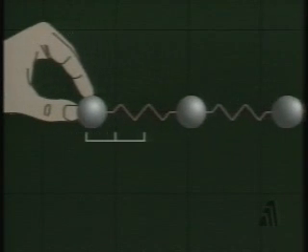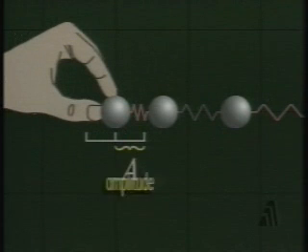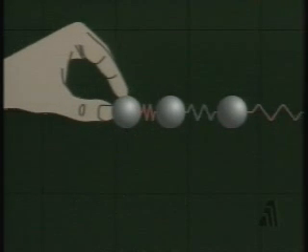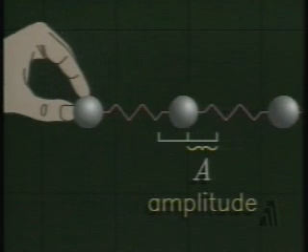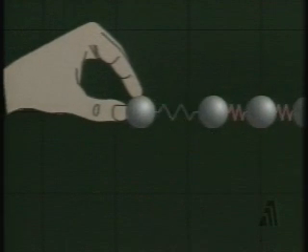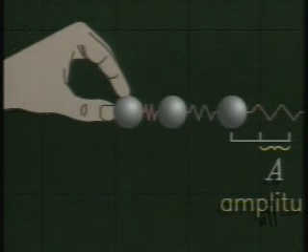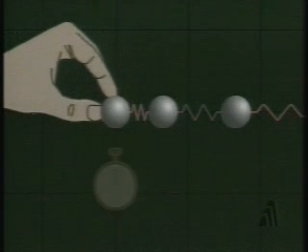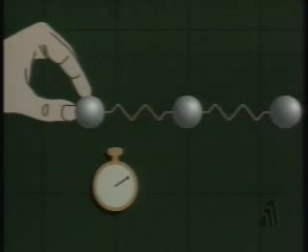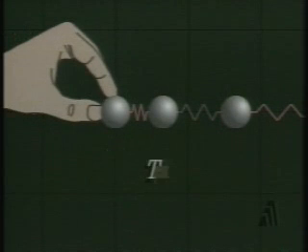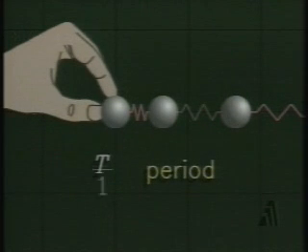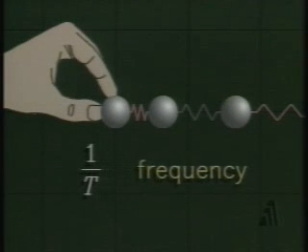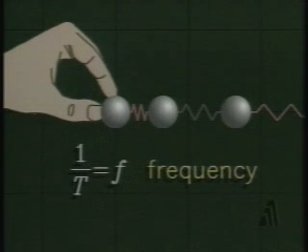Each wave has an amplitude, the size of the disturbance, which is preserved as the wave moves along. It also has a definite time for each complete cycle, called the period. The inverse of the period is called the frequency. The tone of music depends on its frequency. The higher the frequency, the higher the tone or pitch of the sound.